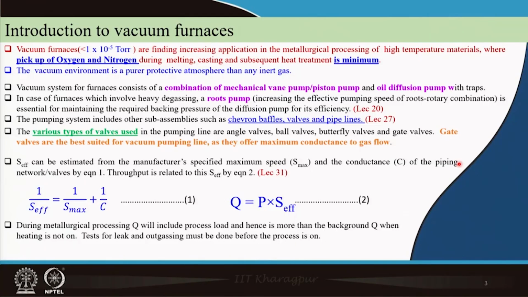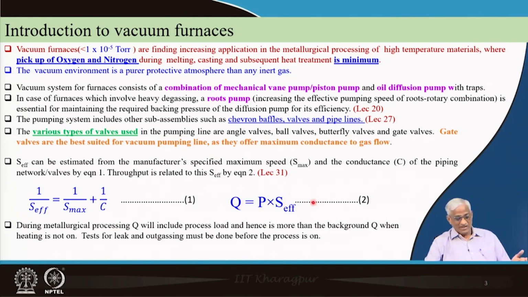All that you have to do by taking into account these most elementary and most important calculations, that 1 by S effective is 1 by S maximum plus 1 by C. You know the conductances, you know the manufacturer's pumping speeds, find out the effective pumping speeds and use that effective pumping speed to find out the throughput, or the acceptable pressure if you know the throughput.